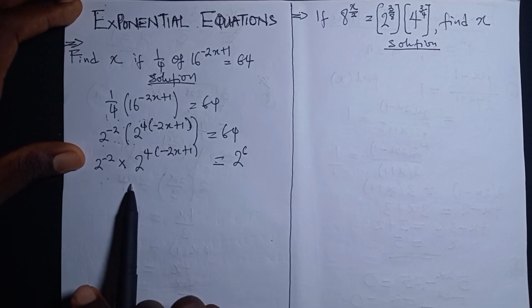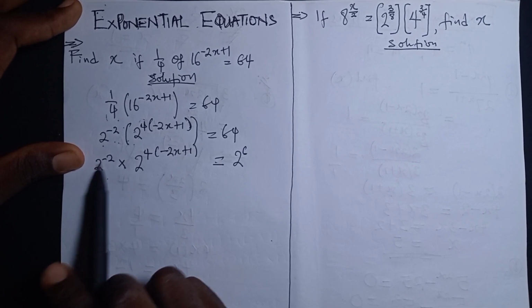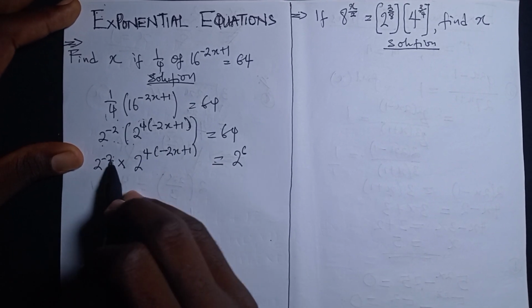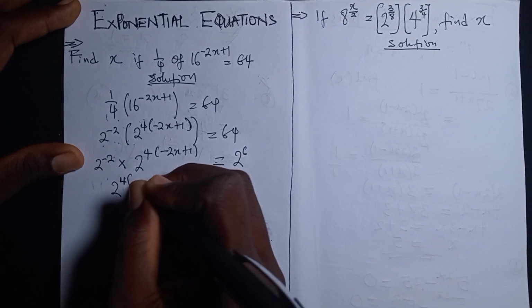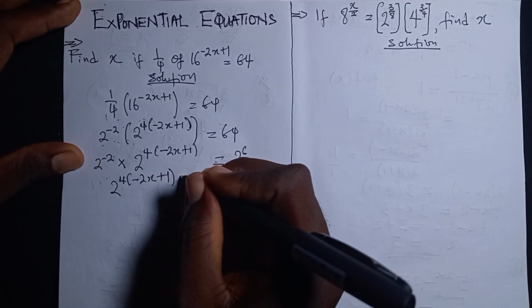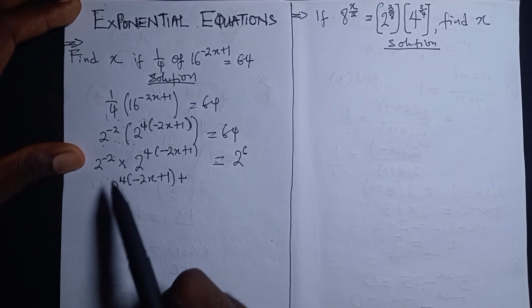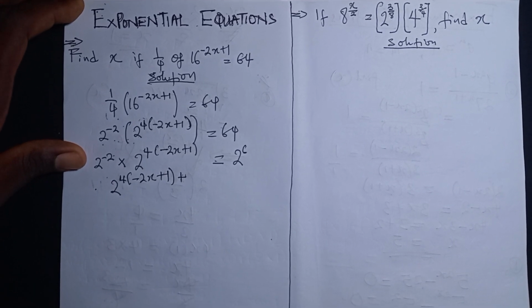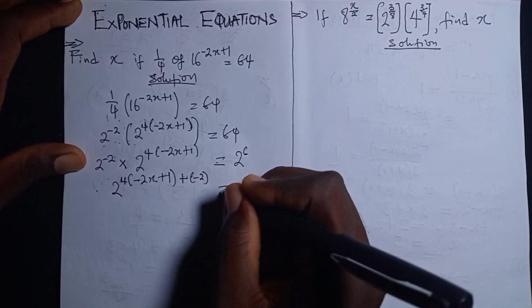So let's apply the first law of indices, which is the multiplication law. When the bases are equal, you make the base one, then you sum up the indices. So we are going to sum up the indices here. Here we have 4 in bracket minus 2x plus 1, then plus, since according to the first law of indices, the multiplication law, once you are seeing a multiplication sign, you add the indices. So we adding plus minus 2 equals to 2 raised to 6.